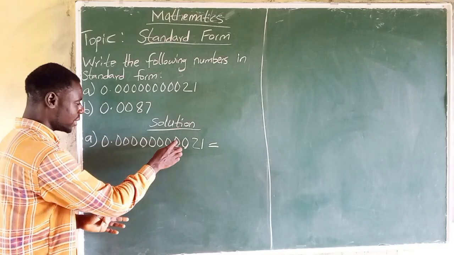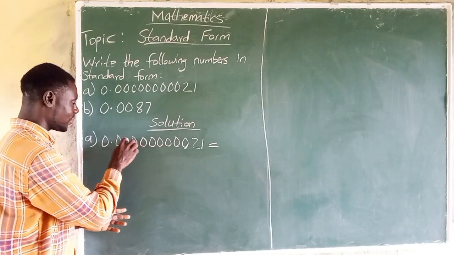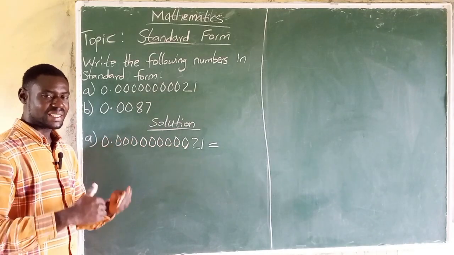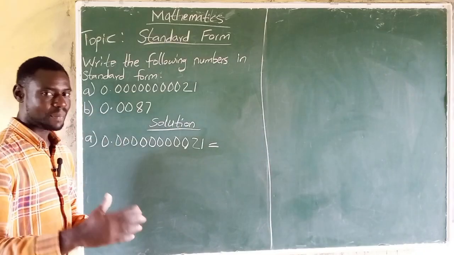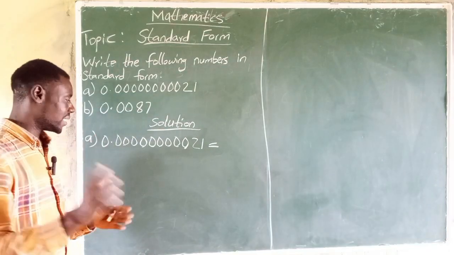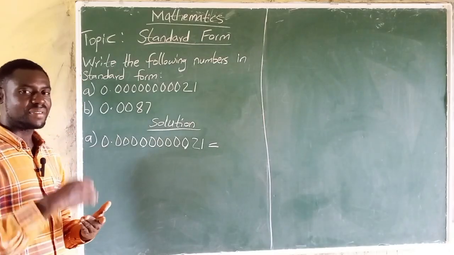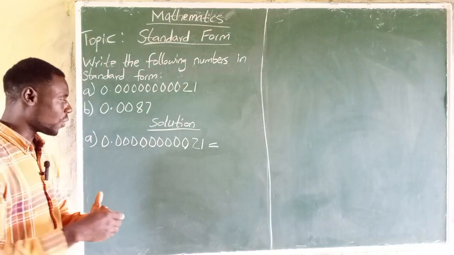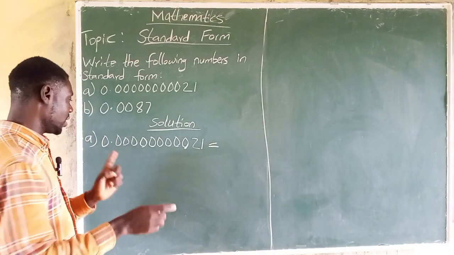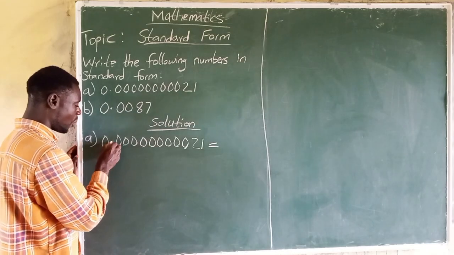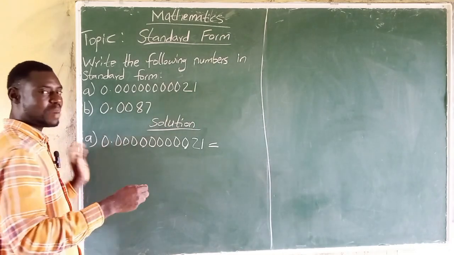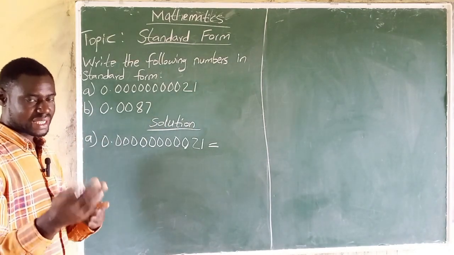Let's count. 1, 2, 3, 4, 5, 6, 7, 8, 9, 10. You see, now you have gotten the power of 10. Note, since you started with 0 point, you will always have a negative power. A negative what? Power. Now the second way is to take this point to the back of the first significant figure. That is the second pattern.